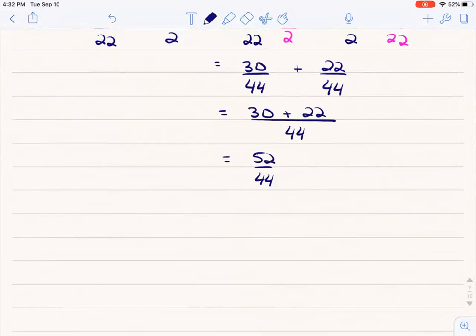Let's just try it out. Nah, it's nasty. 1.1818181818. All right. I'll make a note here: notice the denominator does not change.